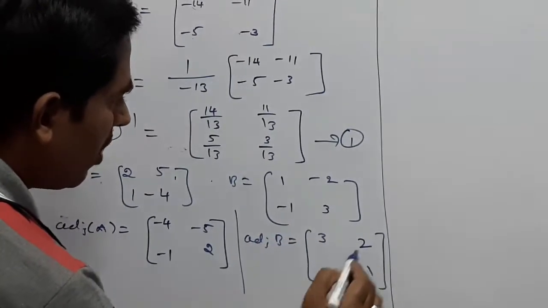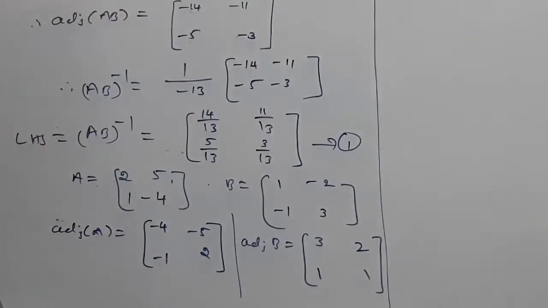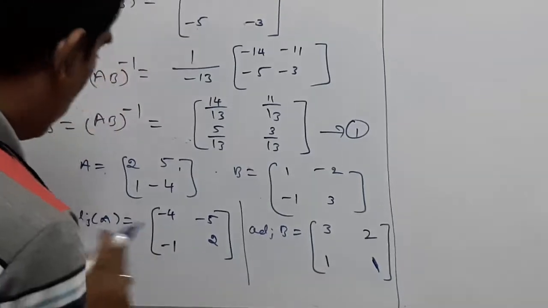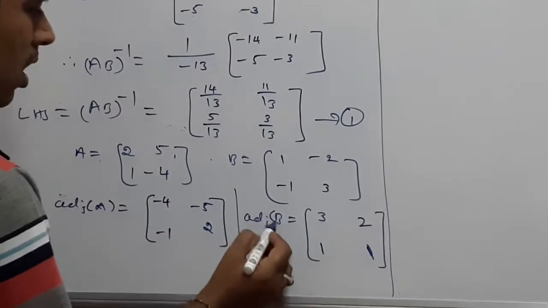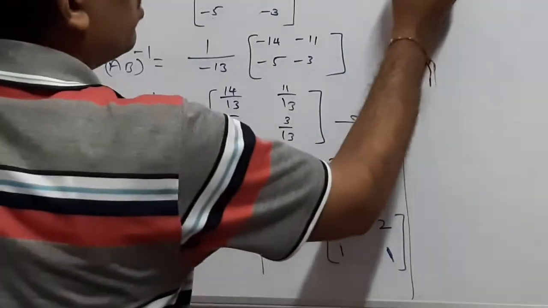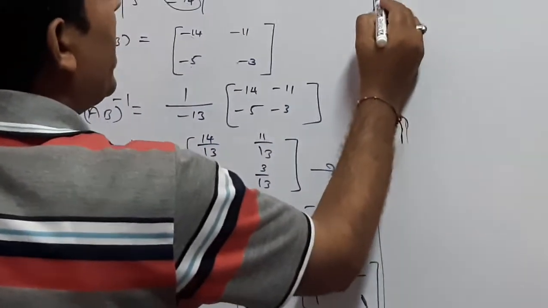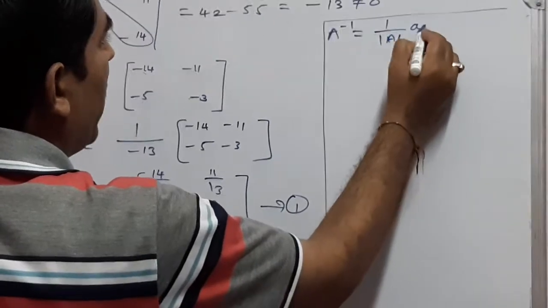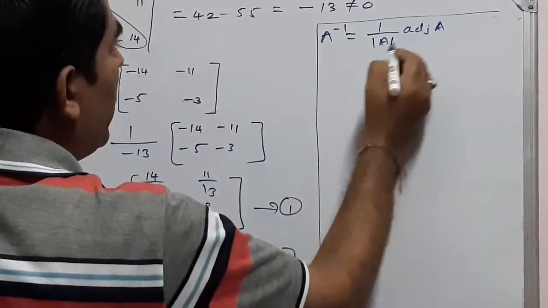Minus 2 is there, I'll write 2, and minus 1 is there, I'll write plus 1. Then I will interchange 3 and 1. Okay, this is adjoint A and this is adjoint B. Then, A inverse. So what is A inverse? Formula is 1 by determinant of A into adjoint A.